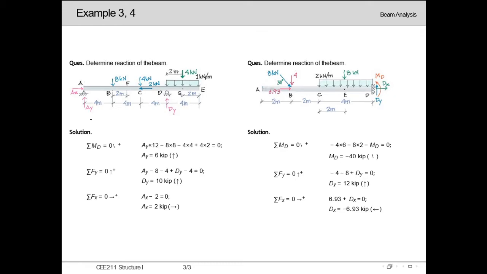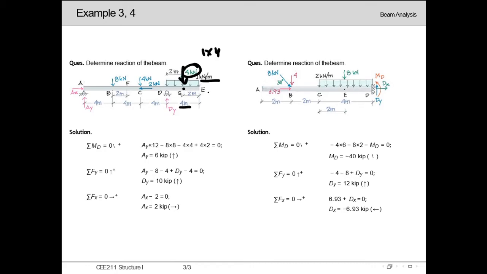And the support condition is also the same: Ax and Ay will come from this pin support, and for the roller support a single reaction, Dy, will arise. Now the external loadings are an 8 kilonewton point load, a 4 kilonewton vertical point load, a 2 kilonewton horizontal load, and a 1 kilonewton per meter uniformly distributed load acting throughout a length of 4 meter. The total will be 1 times 4, which is 4 kilonewton, acting right at the midpoint of this 4 meter.